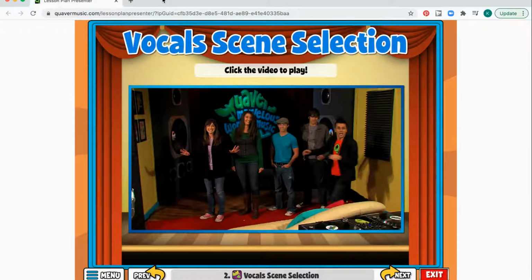Next, we have a short review of the different types of voices. Now, we learned last week that everybody has their own unique voice, and it's an instrument that we did not have to pay for, and everyone has one, but everyone's is different. So we're going to have these 4 people show us how different their voices are, and also tell us what their voice part is called. So let's listen.